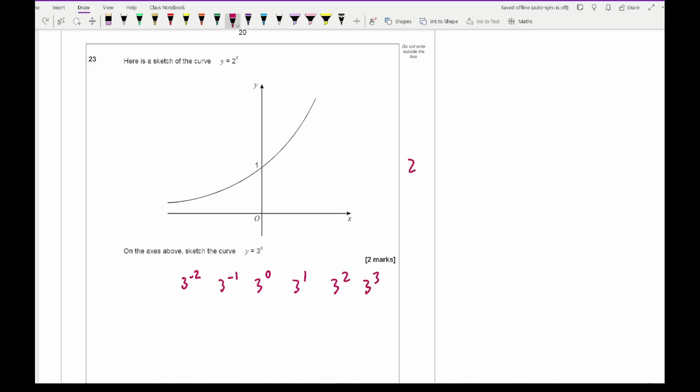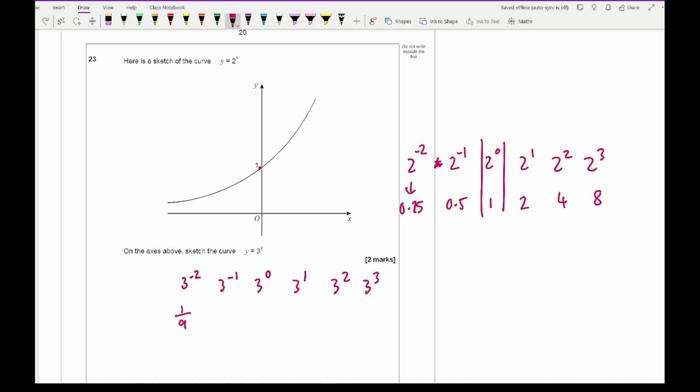And if you then compare that to 2 to the power of minus 2, 2 to the power of minus 1, 2 to the power of 0, 2 to the power of 1, 2 to the power of 2, 2 to the power of 3, then this equals 0.25 because it's a quarter. This is a half. That's going to equal 1, that's 2, 4, and 8. So that's where when x equals 0, it's at 1. Now, if we compare it to this, here I'm going to have 1/9, a third, 1, 3, and then 9 and 27.